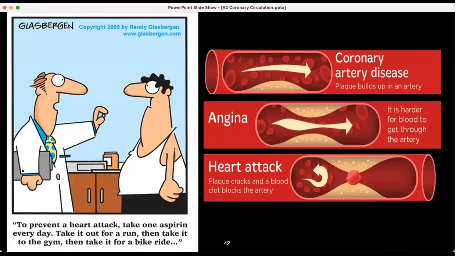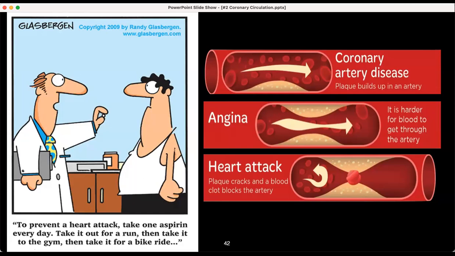So to prevent a heart attack, take 1 aspirin every day. Take it out for a run, take it to the gym, take it for a bike ride. So exercise reduces the risk for coronary artery disease.